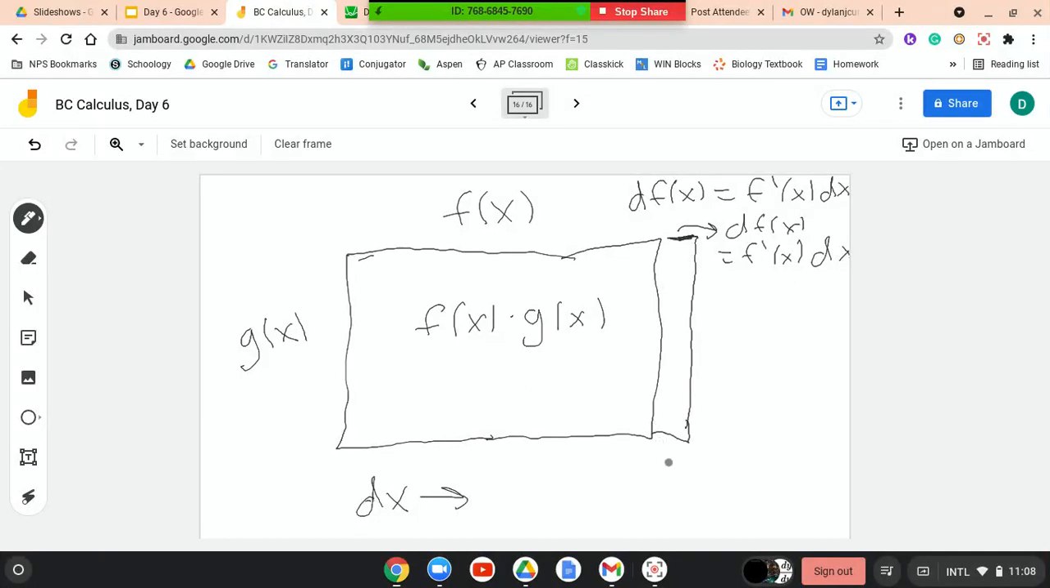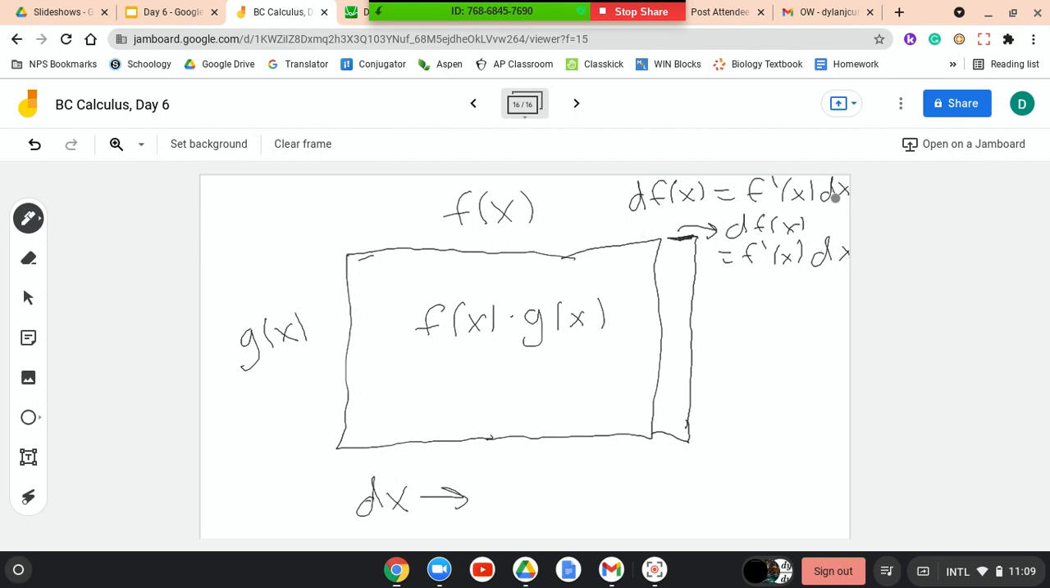Would you agree? Wait, say it again? So if we increase our input by a very tiny value, this side length is going to change by a very small output, df of x. Yeah. Cool. And remember, df, the change in the output of our function, is the derivative of the function times whatever the change in our x value was.